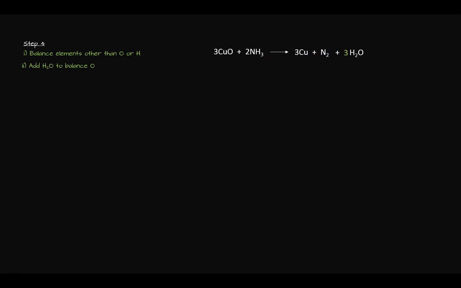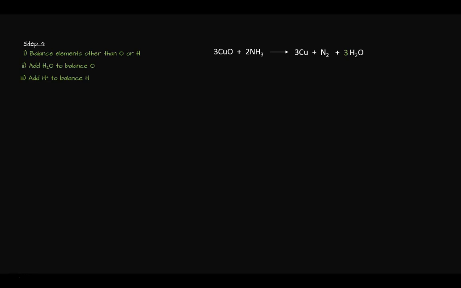Now you see that we have also introduced 6 hydrogen atoms from the water, and you notice here we have 6 hydrogen atoms in ammonia. Adding H plus is not needed in this example. If it is needed, always make sure to add water and hydrogen ions in this order. First the water and then the hydrogen ion. This equation is now balanced.